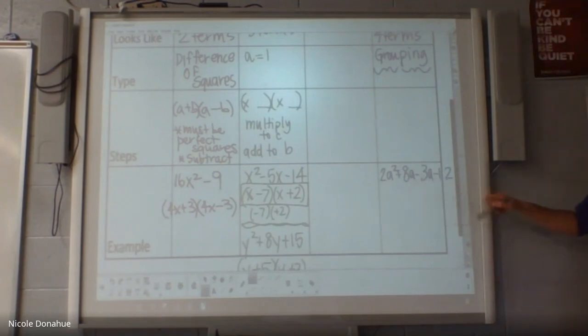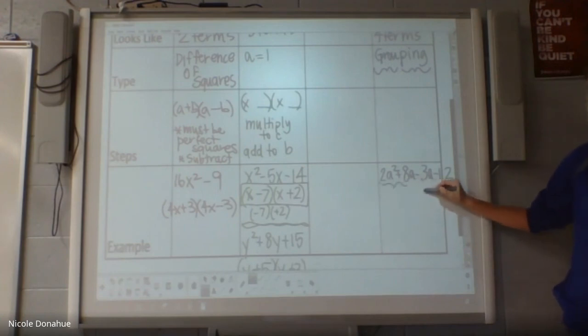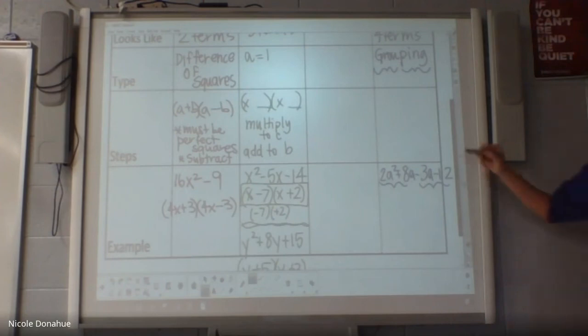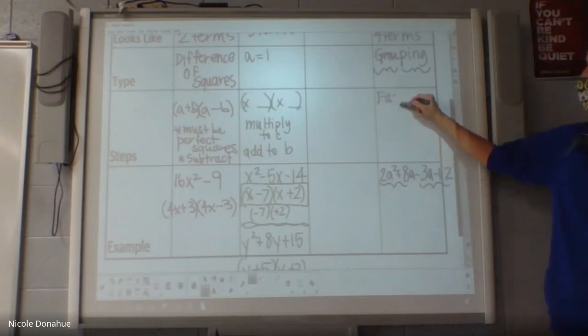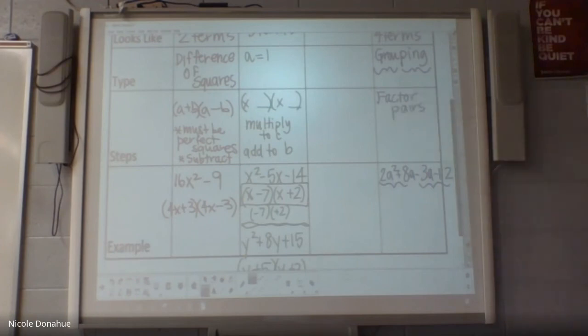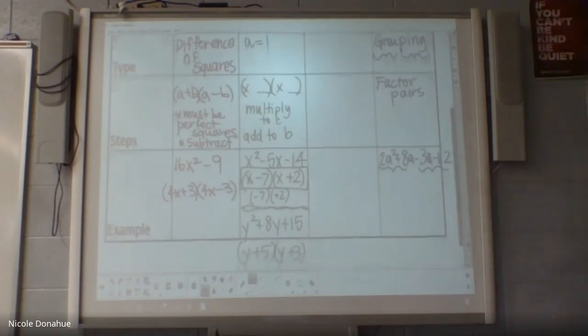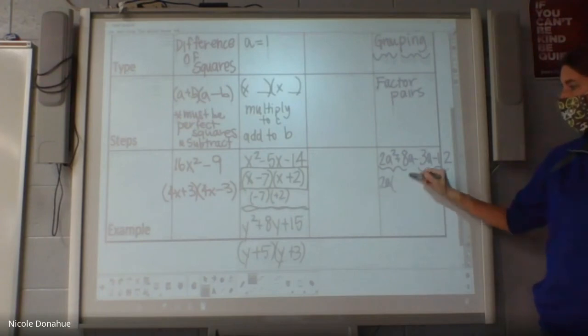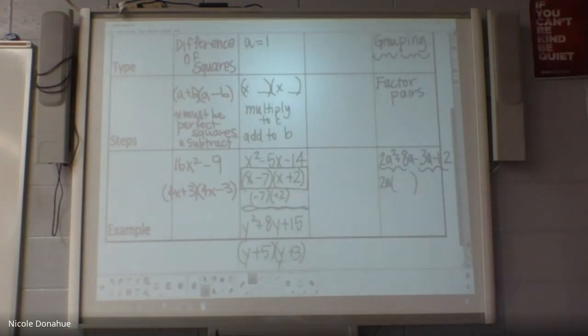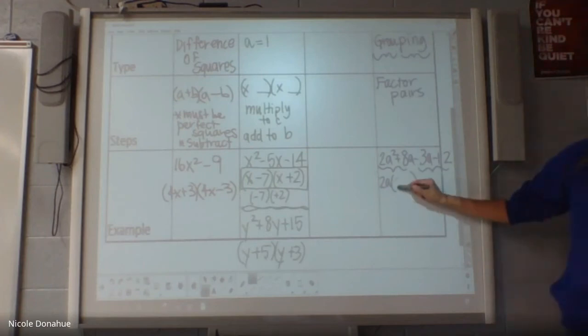So what we're going to do is group these into pairs and factor them separately. I'm going to factor the first half and then factor the second half. So we're going to factor each of the pairs. So what can come out of those first 2 terms? A 2 and also an A. So a 2 and an A. I'm going to pull that out. When I take that out, I'm left with A plus 4.